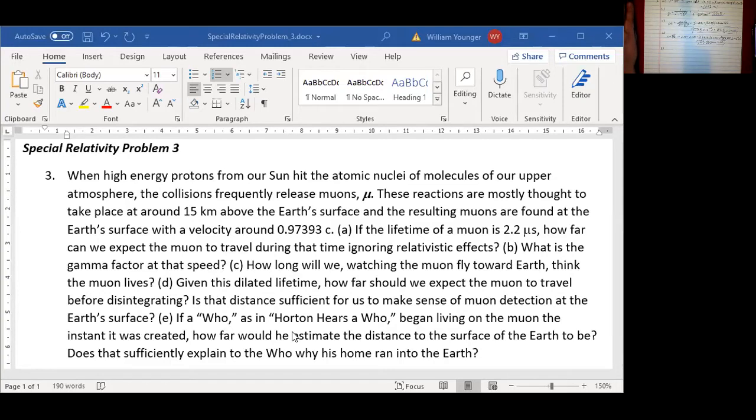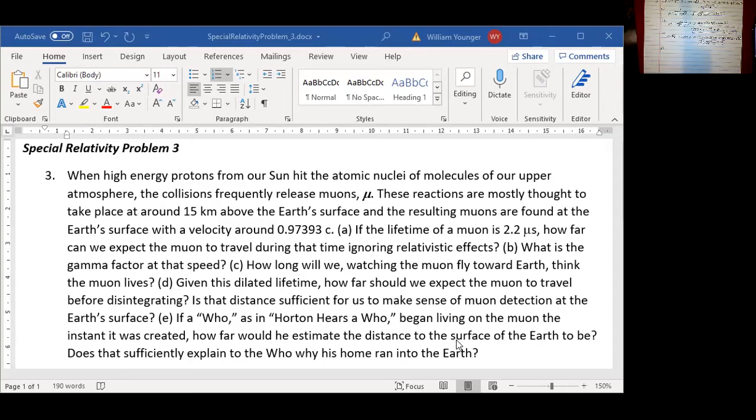So part E says, if a Who, as in Horton Hears a Who, began living on the muon the instant it was created, how far would he estimate the distance to the surface of the Earth to be? Does that sufficiently explain to the Who why his home ran into the Earth? So, for instance, he's just jumped on the muon at the instant it came into existence. That's his new home. He knows that the muon's lifetime is only going to be 2.2 microseconds, but he's a little critter, so maybe 2.2 microseconds is a good period of time.